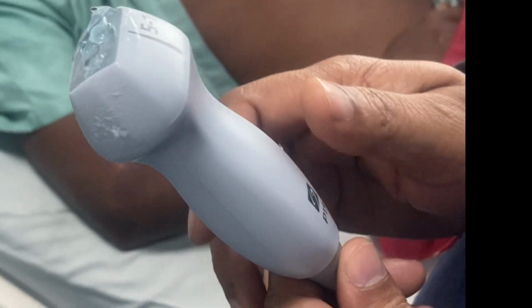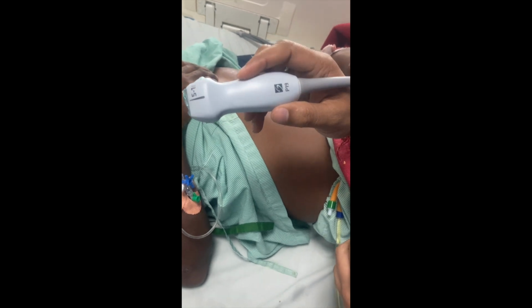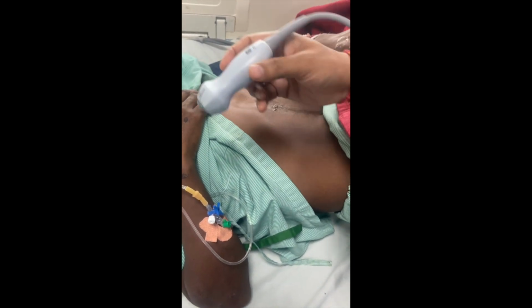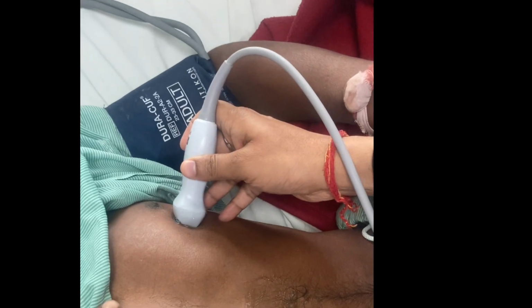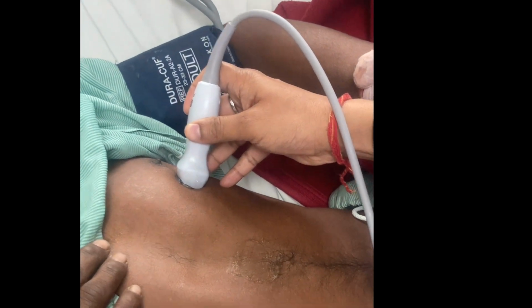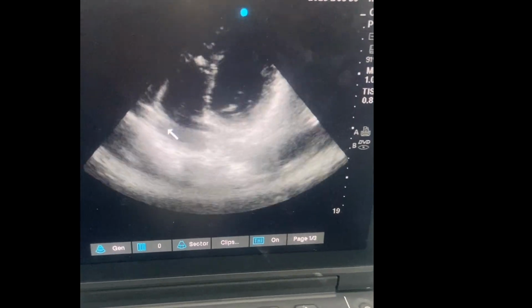To obtain the apical four-chamber view, the patient should be placed in left lateral or supine position, and you have to place your probe just below the nipple at the apex. And what you will see, this is an apical four-chamber view.